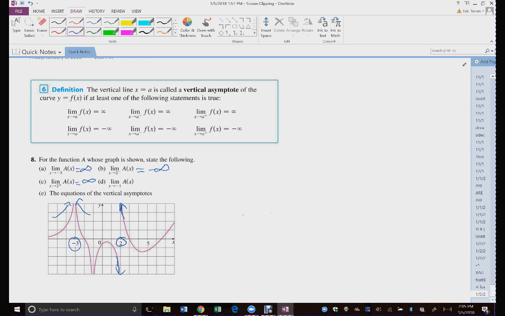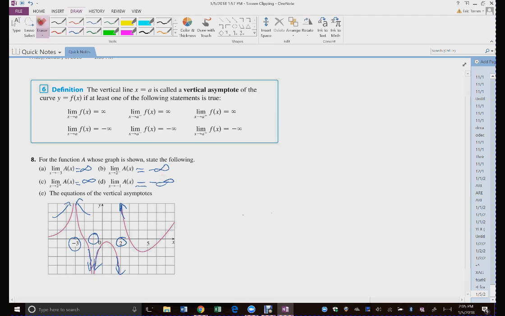Well, let's make sure it exists. So it has to be the same on the left as it is on the right. So on the left, as I go to negative 1, and this is where we find the x value, negative 1, as I go to the left, it's going down to negative infinity. On the right, it's going down to negative infinity. So both the left and right are negative infinity.